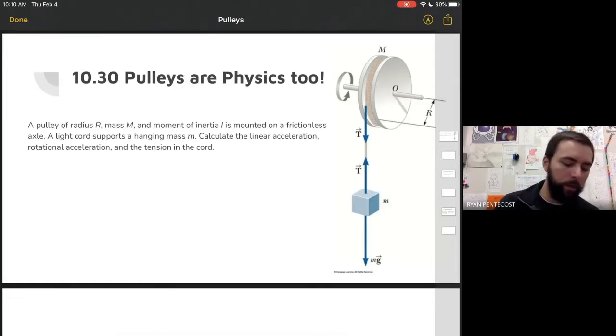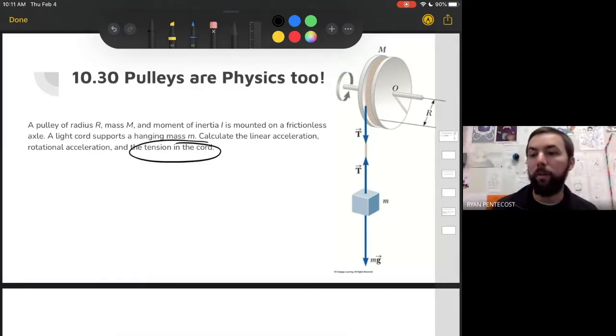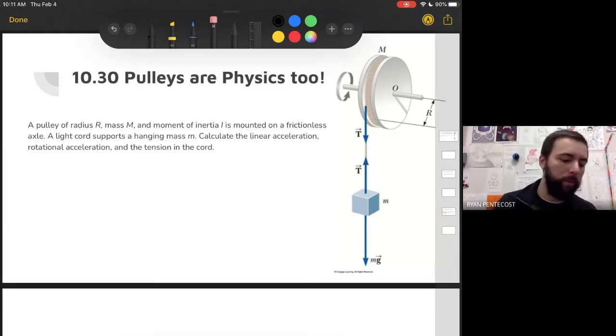A light cord, so you can't get away from massless, right? So a massless, light cord supports a hanging mass of lowercase m. Calculate the linear acceleration, rotational acceleration, and tension in the cord. This is one of those problems that tells you to calculate three things, but you're going to have to calculate one to get the other two. Tension, we're going to calculate indirectly because that's going to be required for our math. But as we go, we'll work through that.